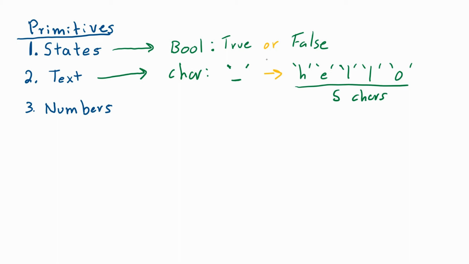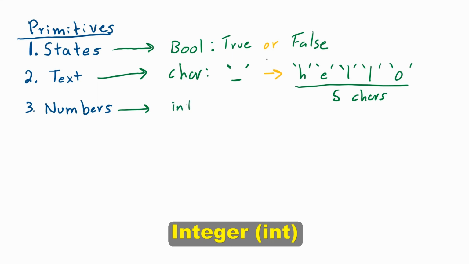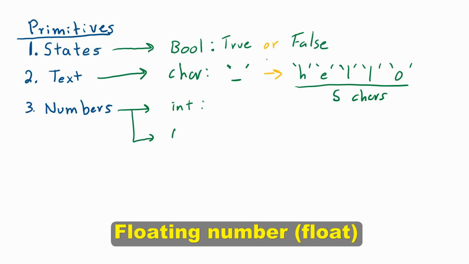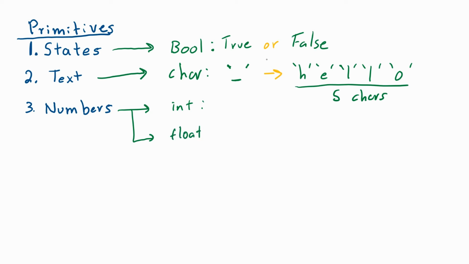Lastly, we have numbers. Now, numbers are divided into two different categories. We have integers, or int for short, and the second thing is floating numbers, which we say float for short. Integers are whole numbers. For example, the number 10, or the number 11, or the number 9, and so on, either way. So it's whole numbers all the way from negative infinity to positive infinity.